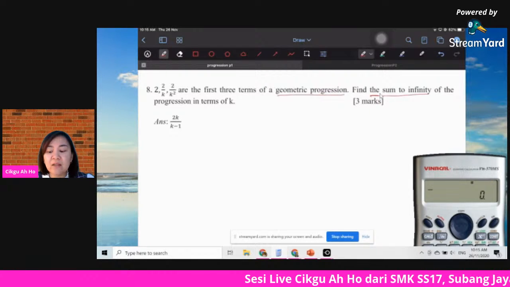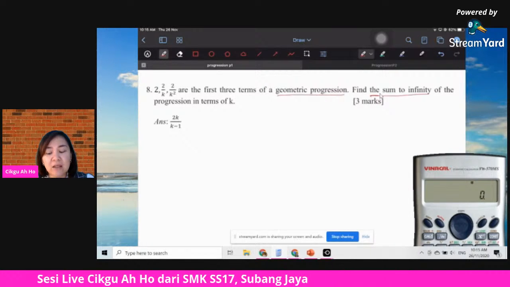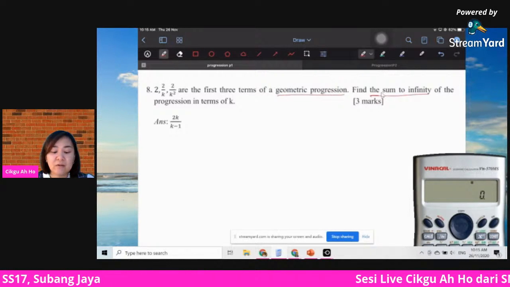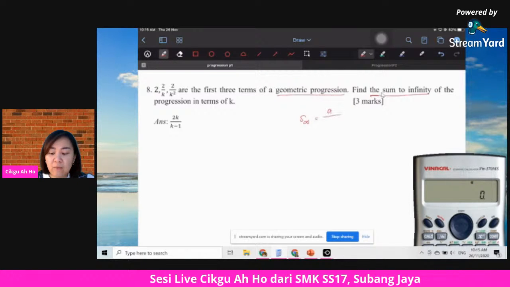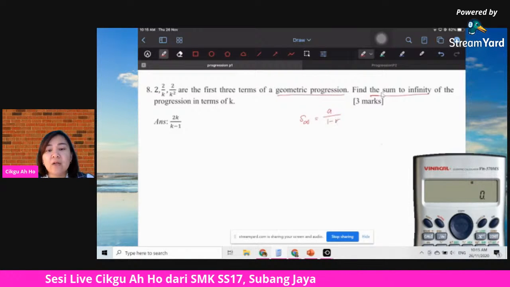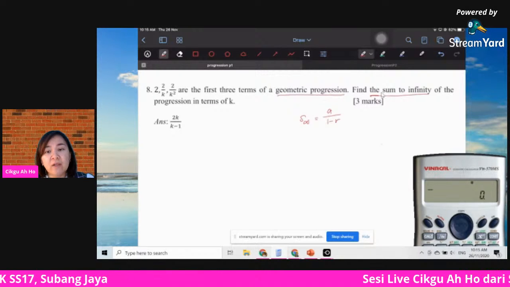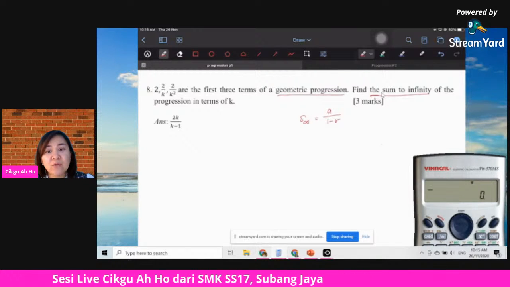So remember the sum to infinity. What is the formula to find the sum to infinity? If you cannot remember, then refer back to the formula list. Don't panic. A over 1 minus r. This is the formula. What you need from the formula is to substitute the values of a and r, in order for you to get the sum to infinity.